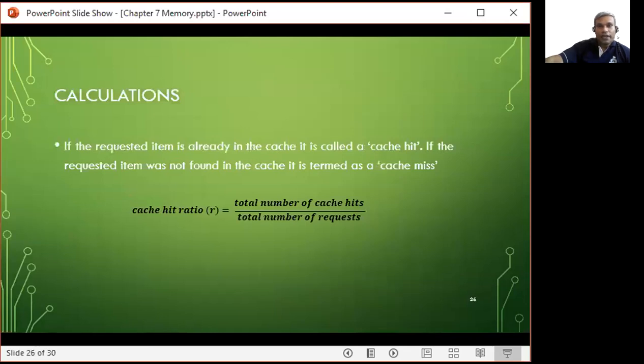The cache hit ratio is the number of cache hits out of the total number of requests. When it's close to 1, that's good. When it's close to 0, it's a bad cache hit ratio.